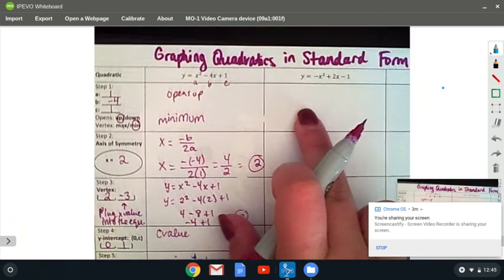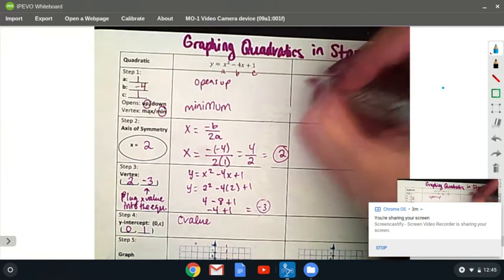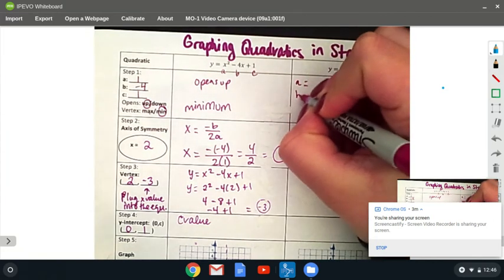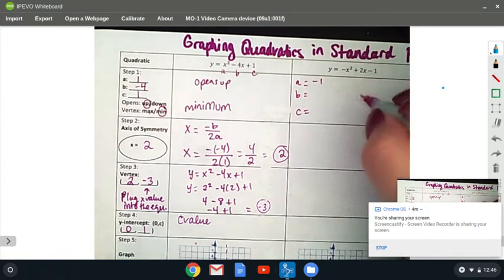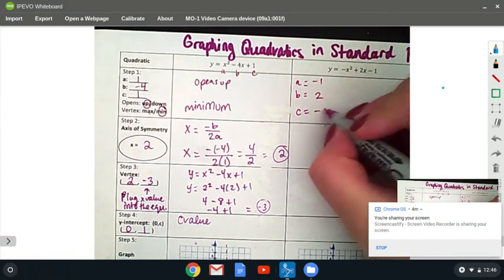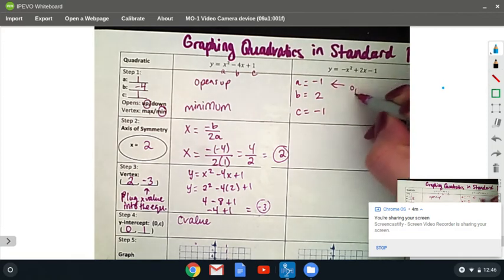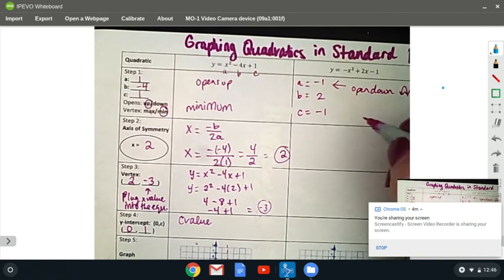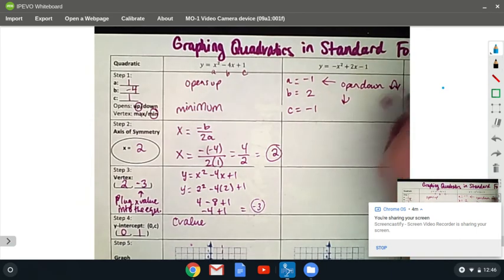Okay, let's do one more example together. Let's do this one. So first we're going to name our A, B, and C. My A here is -1, my B is 2, and my C is -1. Because my A is negative, that means this is going to open down like that. Also, because of that, if it's facing down, I have a maximum. That's a maximum at the top.